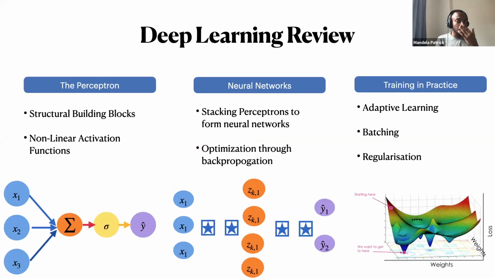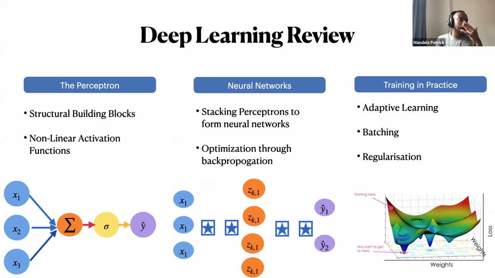So in summary, the perceptron is the basic building block of a neural network. And then when combined with nonlinear activation functions, we're able to learn the nonlinear structure of the data. A neural network is just a bunch of perceptrons stacked together. And then we have to learn the weights of this neural network through backpropagation and gradient descent.